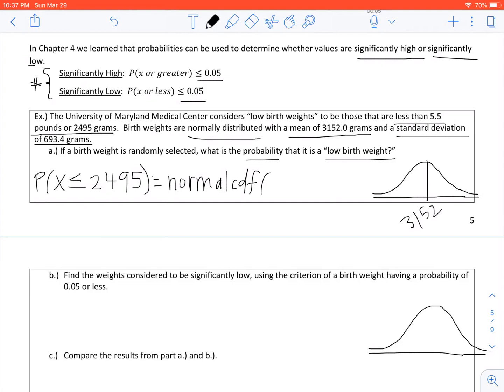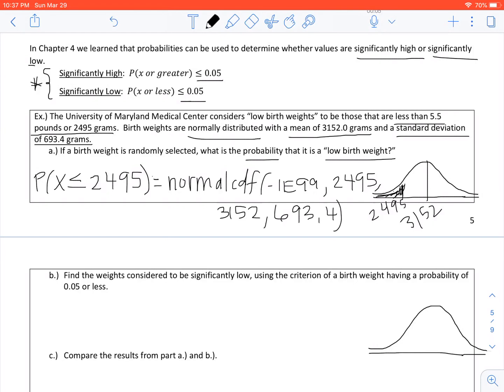And we have to go ahead and shade this on our graph. So 2,495 is on the left of the mean. And less than means that we're going to be shading it to the left. The weights are less than that amount. So normal CDF is going to be the lower limit that we have here, which is negative 1E99, comma, the upper bound, which is the 2,495, comma, the mean, which is 3,152 grams, comma, the standard deviation, which is 693.4 grams.